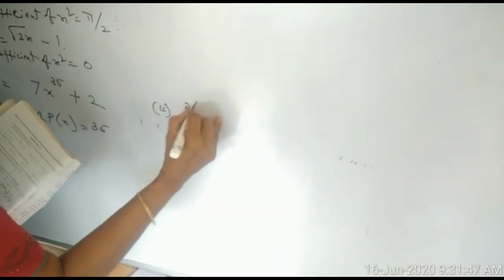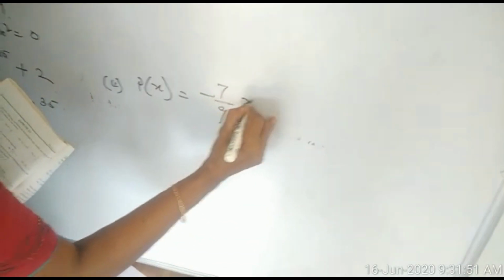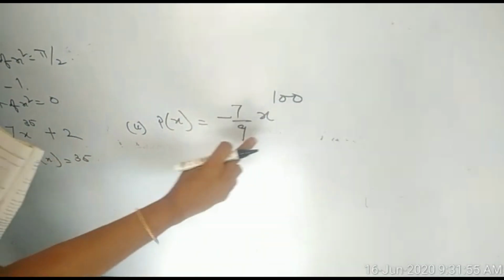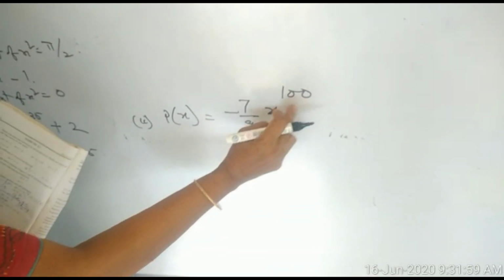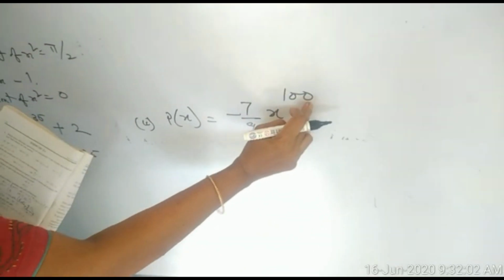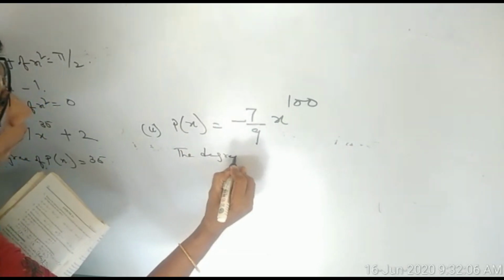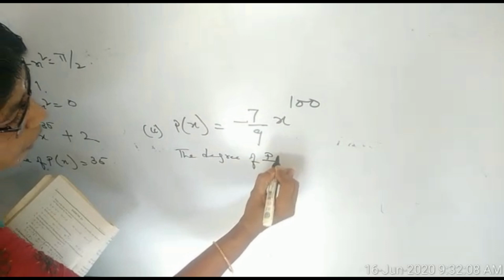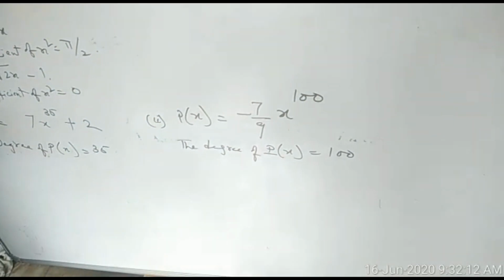Second bit, a monomial of degree 100. P of x is equal to minus 7 by 9 x to the power of 100. Monomial means only one term. And what is the degree? What is the power of x, children? 100. The degree of P of x is equal to 100.